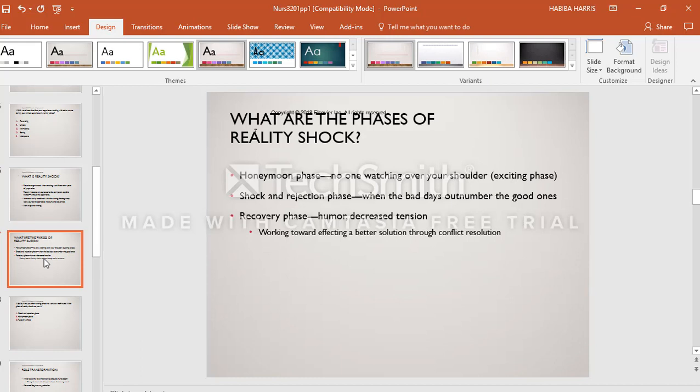So what are the phases of reality shock? The honeymoon phase, no one's watching over your shoulder. You're excited to step out onto your own. You see the world as a kind of fascinating place, and the thrill of arriving in your profession is a really good feeling. And then you're in a shock and rejection phase.